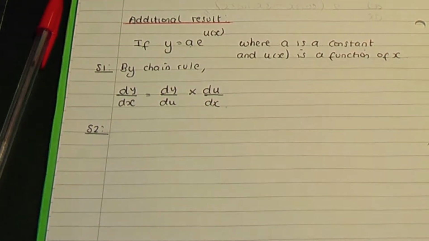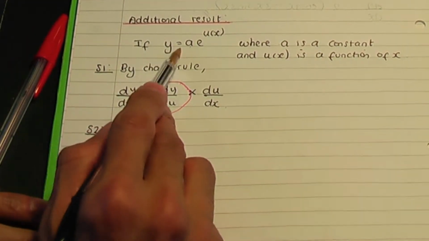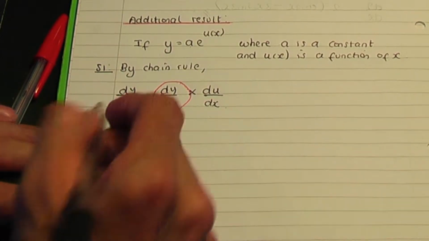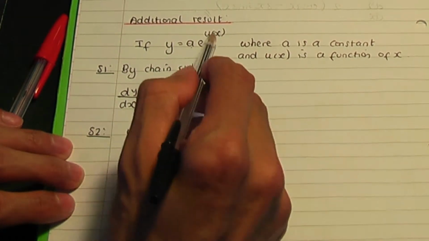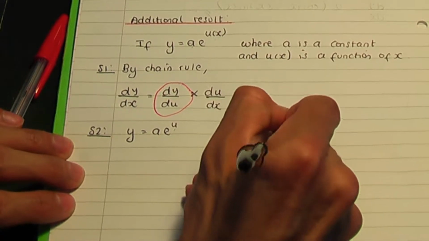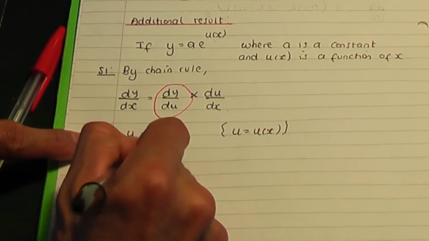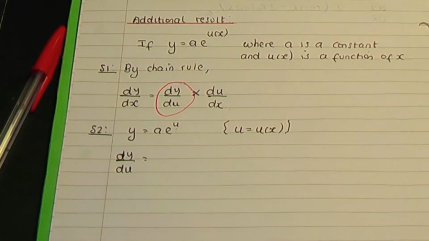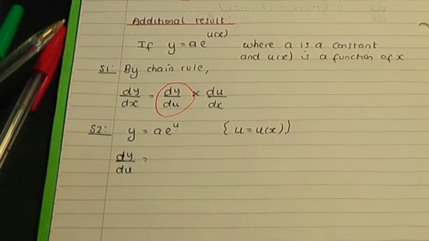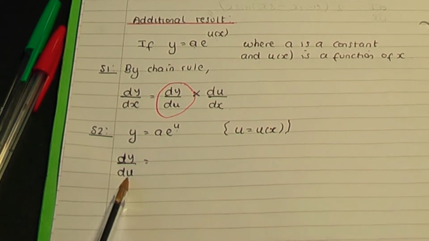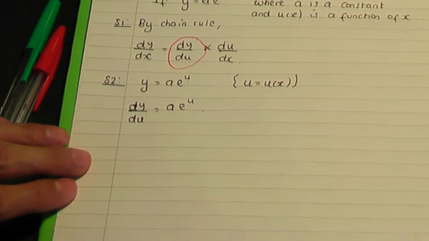In step number 2, let me calculate dy over du based on y equals a e to the u(x). So y is a e to the power u. My u is the shorthand for u(x), so let me make a note of that. So let's work out dy by du. Bearing in mind a is a constant, if I differentiate such a function with respect to u, we're going to have a e to the power u. We're just differentiating with respect to u here.